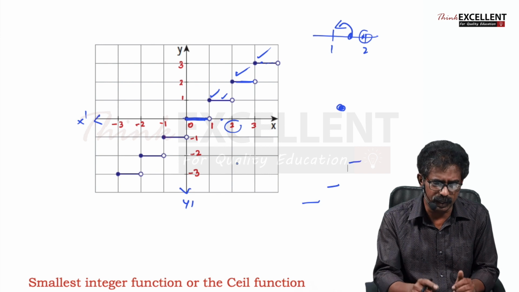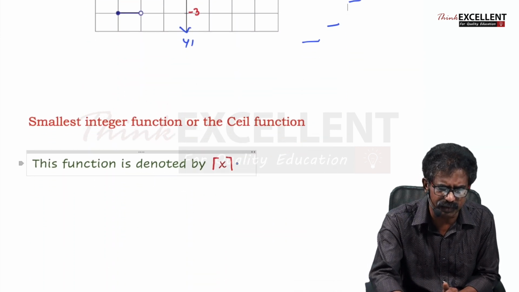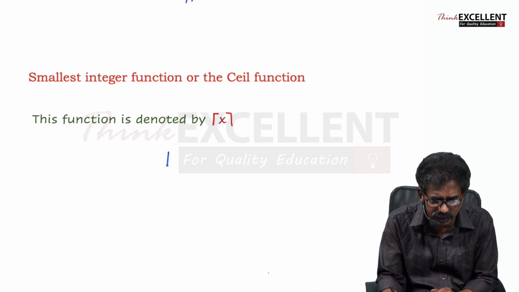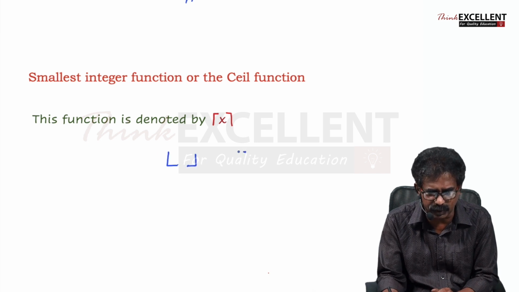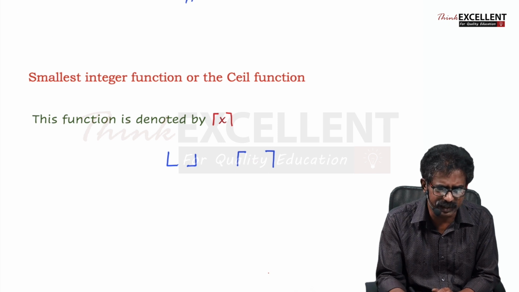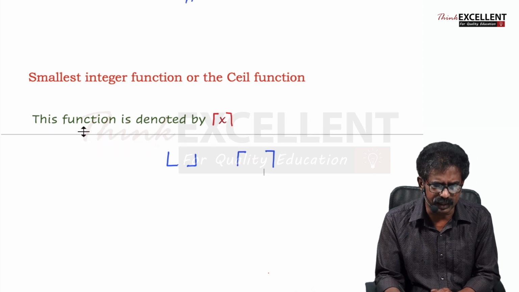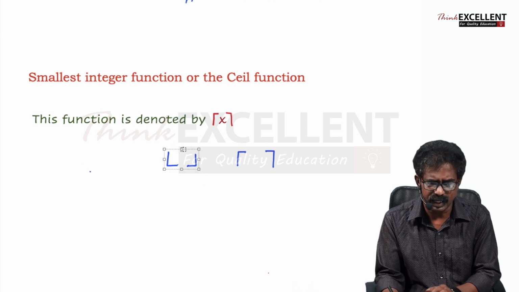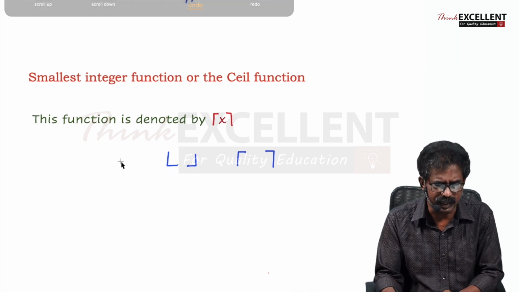Okay. So now let us go for the smallest integer function, or we call it the ceil function. How to denote it? The greatest integer function we denote like this, right? So here it is just upside down like this. And how to find it? For the greatest integer function we have taken the left side. So here you take the right side element.